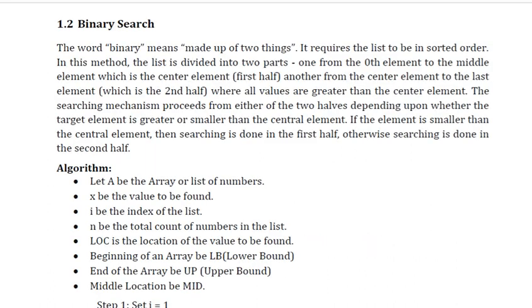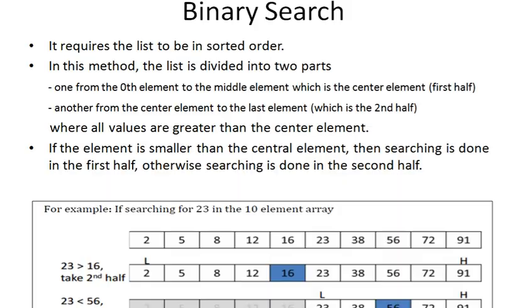Now, moving on to the binary search. Here, the word binary means made up of two things. As the word says, in this method, the list is divided into two parts. One from the 0th element to the middle element, that is the first half. The other from the center element to the last element, which will be the second half. Before the list is divided, the list needs to be in sorted order.